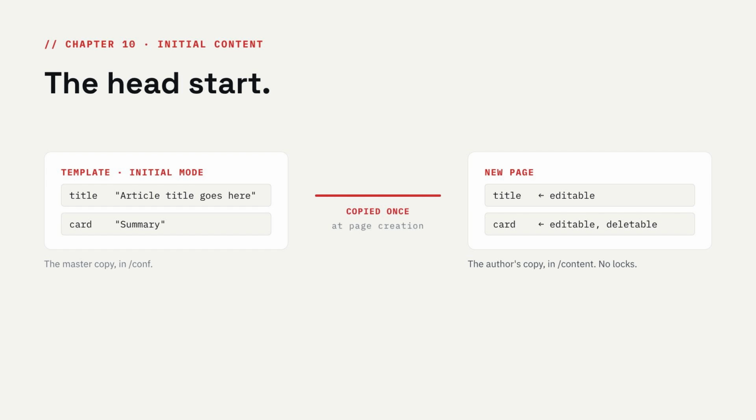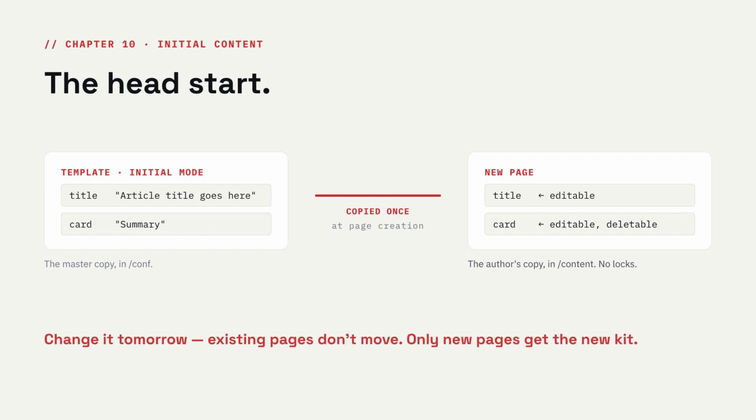And because it's a copy, the timing matters. The copy happens once, at creation. Change the initial content tomorrow and existing pages don't move. Only pages created after the change get the new starting kit. Structure is a live link. Initial content is a photocopy.